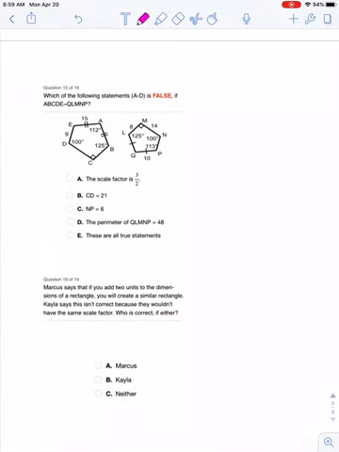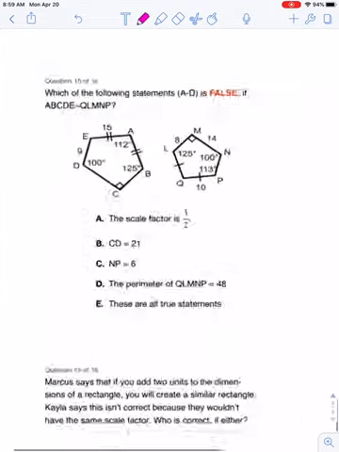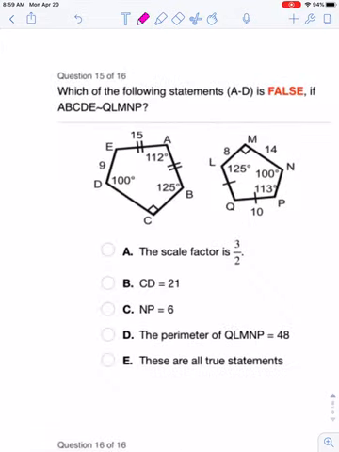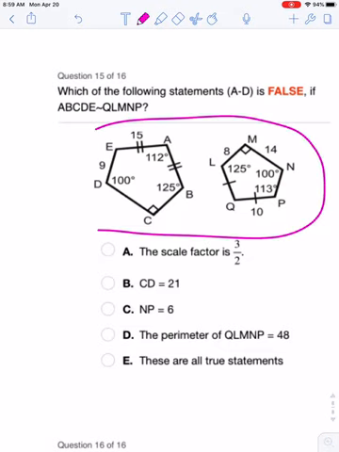2 more problems and then we're done. Which of the following statements A through D is false if these two polygons are similar? All right, the scale factor is 3 over 2. So let's pick some corresponding sides again. Complete chaos going on with these pictures, all right? Which corresponds to what? I'm not even really sure.